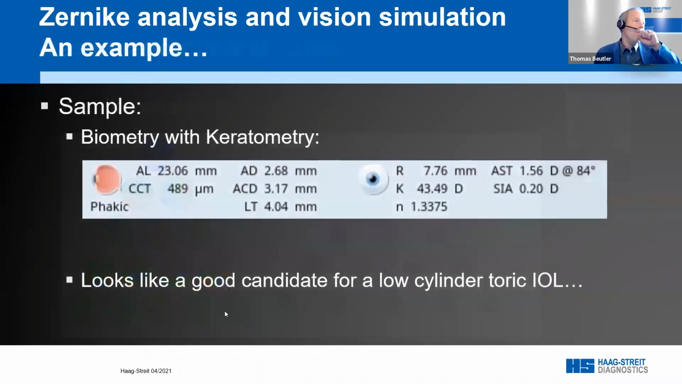Now, let's go back and have a look at the example we just looked at with the bent astigmatism. If you would have just axial length and keratometry, that's what we are stuck with. We have quite a normal axial length, quite normal ACD, normal lens thickness, and a little bit of astigmatism, about 1.5 diopter at 84 degrees. Sounds quite normal. Could be a candidate for a low power toric IOL. But what do we see if we go further and look a little bit beyond the curtain?